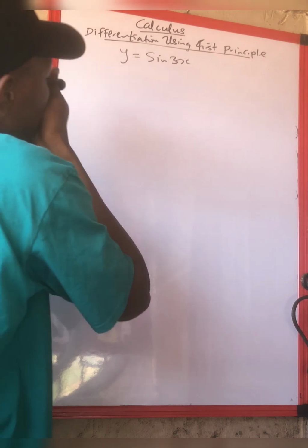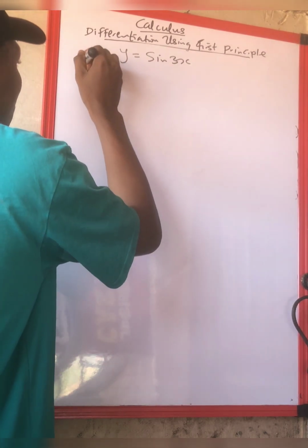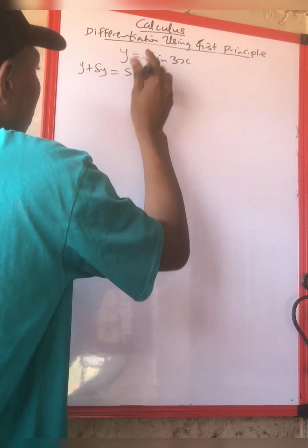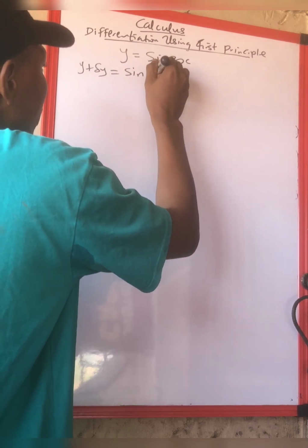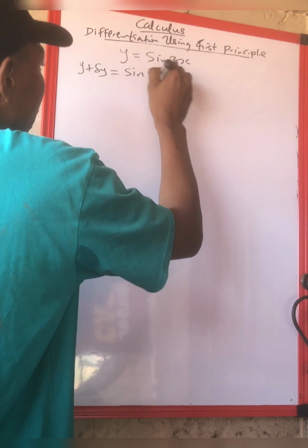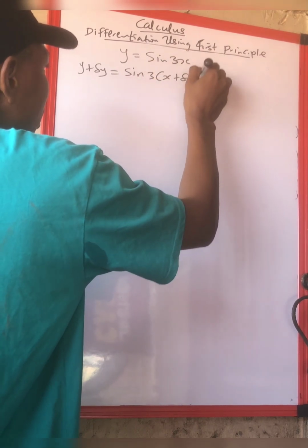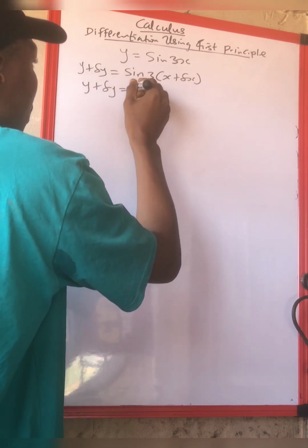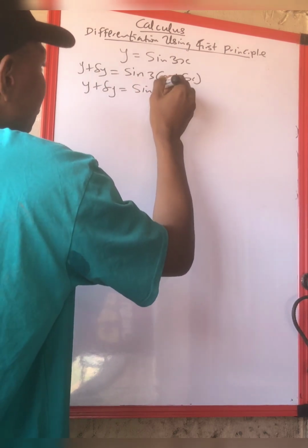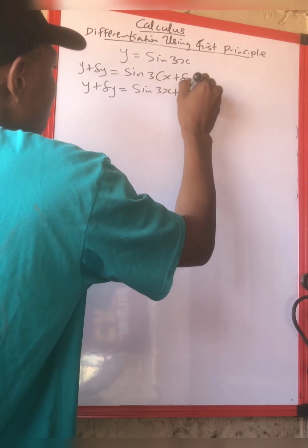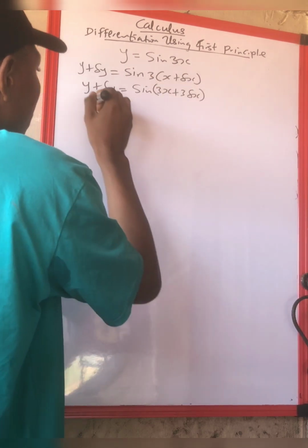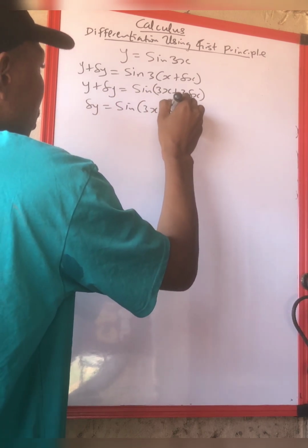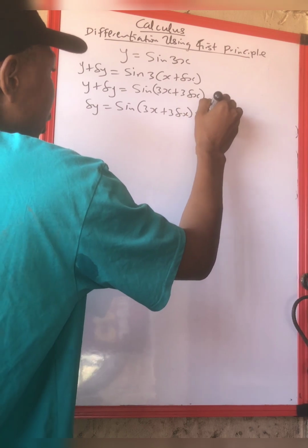Alright, for this, whenever you have y plus change in y equals sin(3 times the bracket), what is changing? x. So we have y plus change in y equals sin of 3 times this: 3x plus 3 change in x. So from there, change in y equals sin(3x + 3 change in x), then minus y.